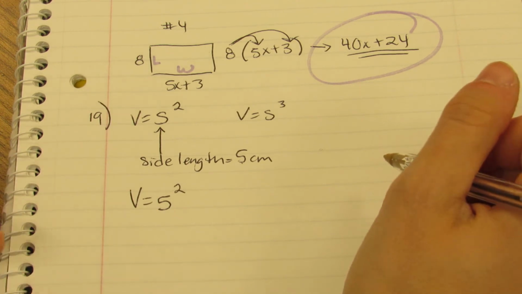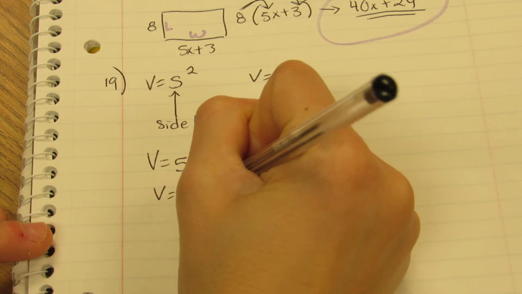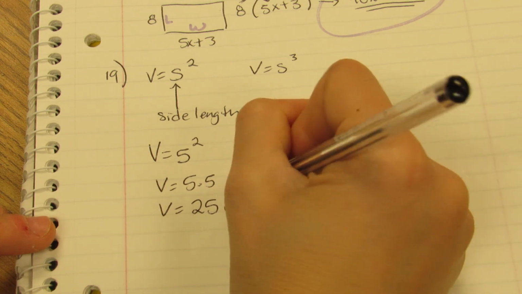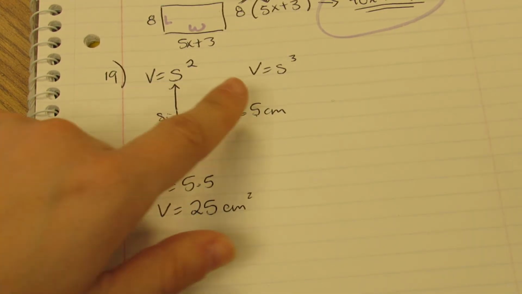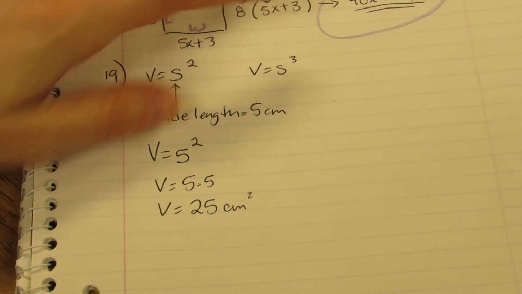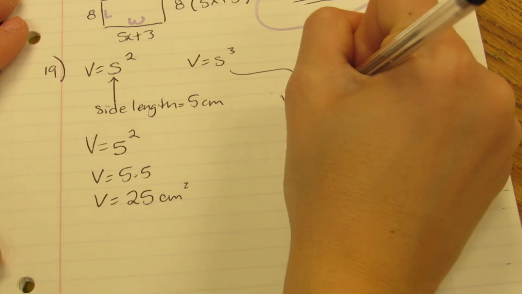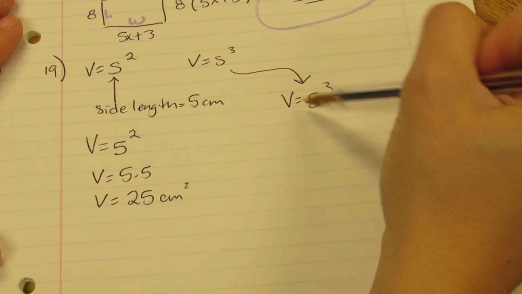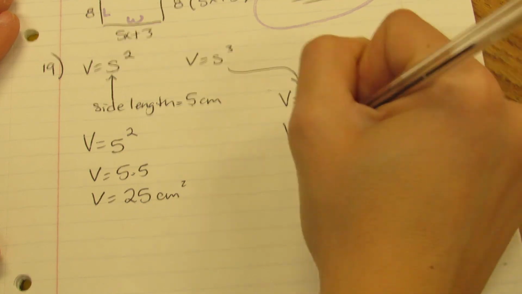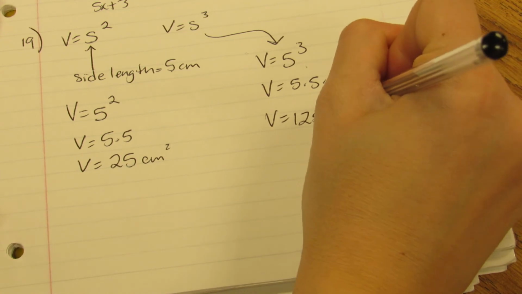So 5 squared. So this is exponents. If I expand that, I get 5 times 5. That means that my volume is actually equal to 25 centimeters squared. Okay. If the formula for volume was actually correct, it should have been V is equal to S cubed, which means V would equal 5 cubed, right? We're just plugging in 5 for S, which means that would be 5 times 5 times 5, which would give me 125 centimeters cubed.